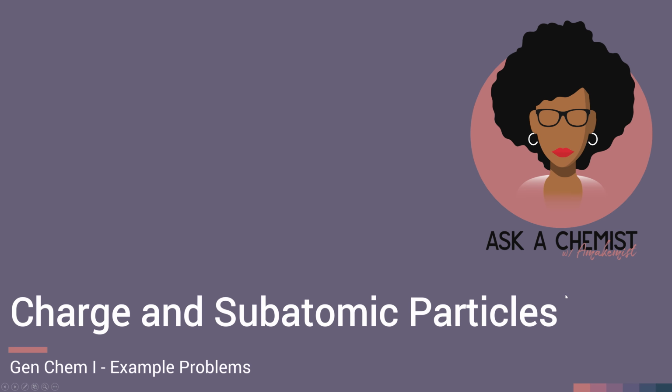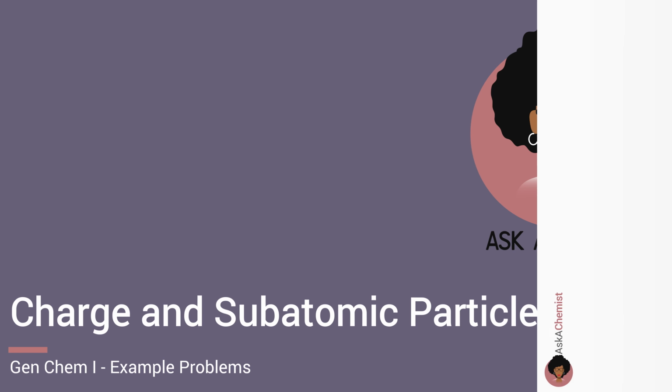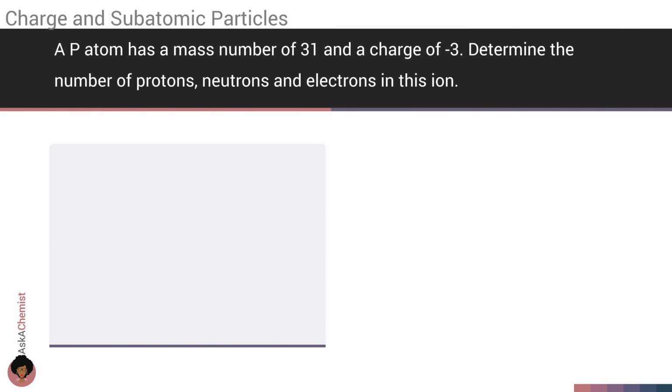In this video, we're going to work a Gen Chem problem on charge and subatomic particles. A phosphorus atom has a mass number of 31 and a charge of -3. Determine the number of protons, neutrons, and electrons in this ion. So because it's charged, it's no longer an atom, it's now an ion.